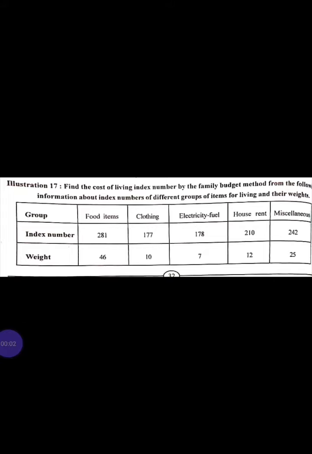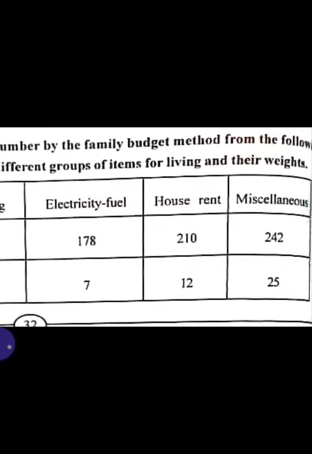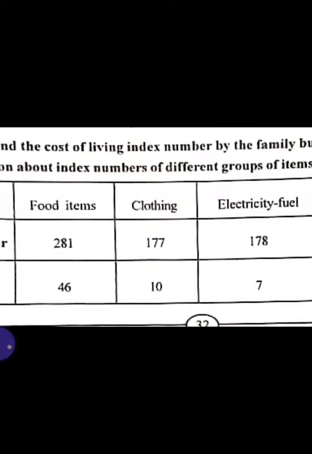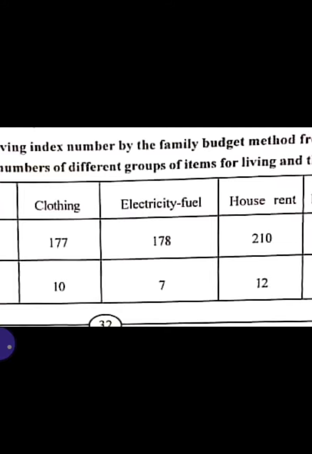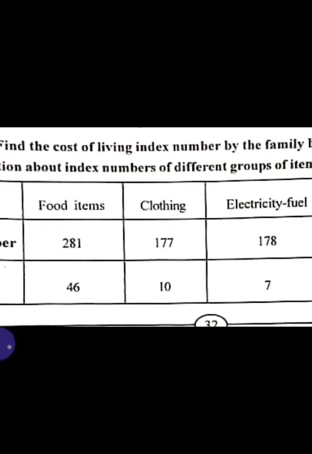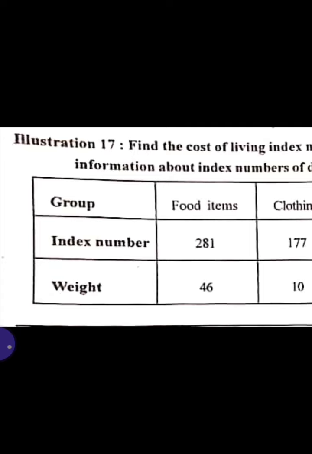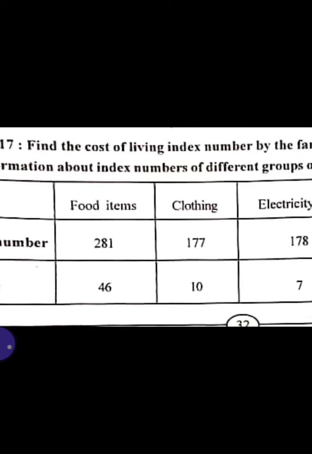Okay children, now we are on question number 17. It says, find the cost of living index number by the family budget method from the following information about the index numbers of the different groups of items for living and their weights. The groups given are food items, clothing, electricity, fuel, house rent, and miscellaneous. The index numbers given are 281, 177, 178, 210 and 242. Similarly, the weights given are 46, 10, 7, 12 and 25.